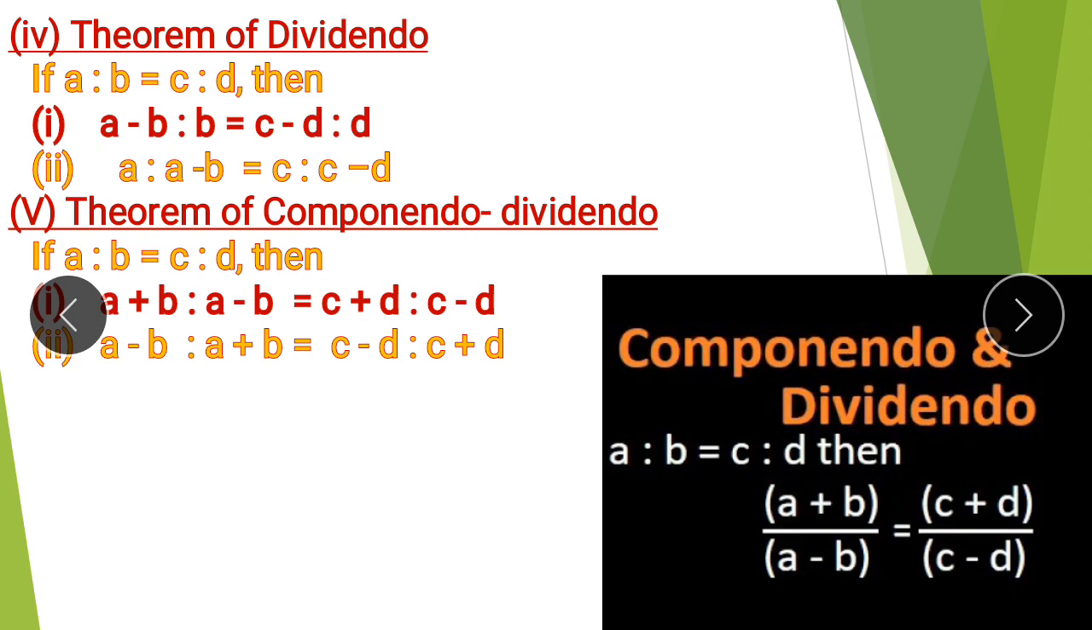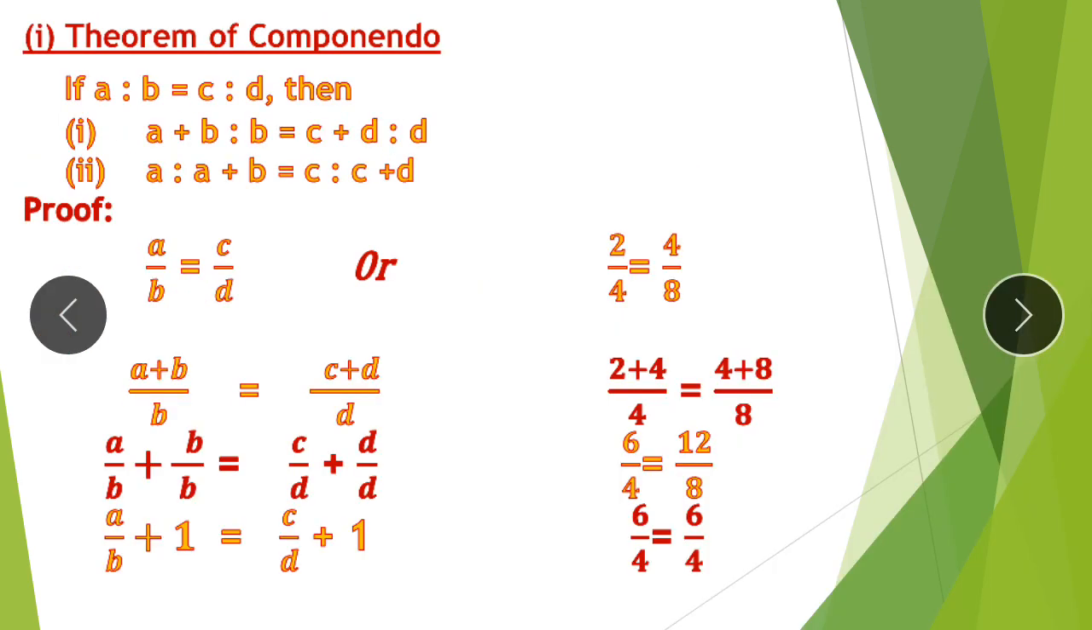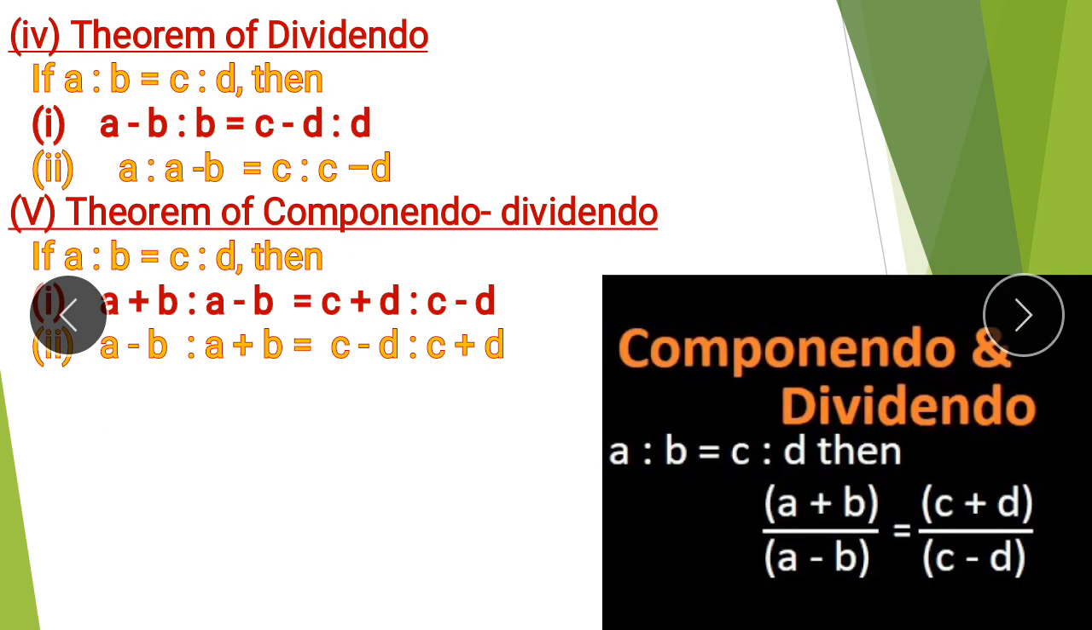Okay, let's go with the theorem of dividendo now. The concepts of dividendo and componendo are similar, but the only difference is that in the theorem of componendo we go with the addition process, whereas in the theorem of dividendo we go with the subtraction process. That is, if you subtract the second quantity from the first, or the fourth quantity from the third, again the ratios will be the same. There will be no effect on the equality of the ratios.